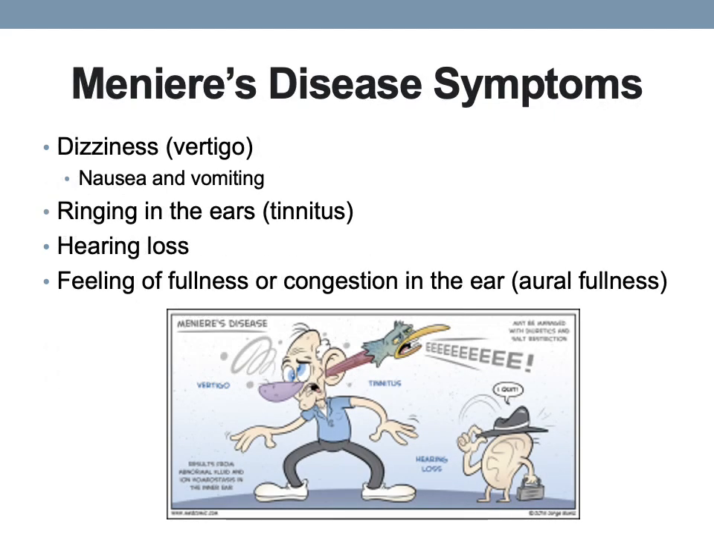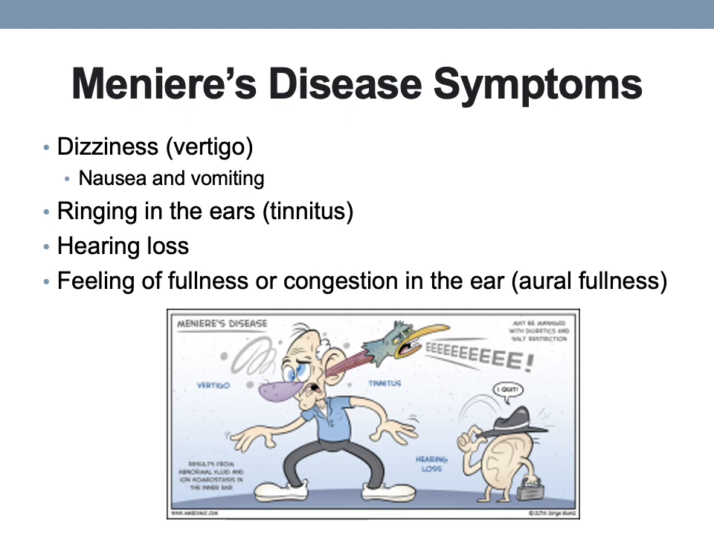Meniere's disease symptoms are dizziness, specifically vertigo, which is associated with nausea and vomiting. So the symptom of nausea and vomiting is not specifically due to Meniere's disease, it's due to the vertigo associated with Meniere's disease. It also has ringing in the ears, tinnitus, hearing loss, and a feeling of fullness or congestion in the ear, known as aural fullness.